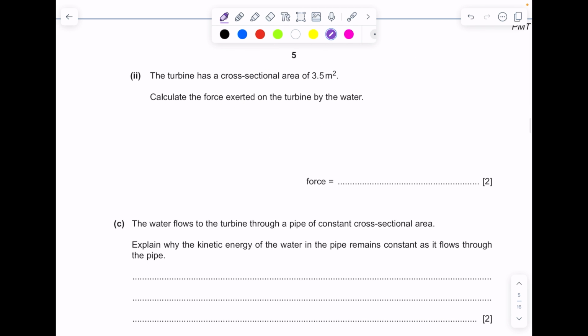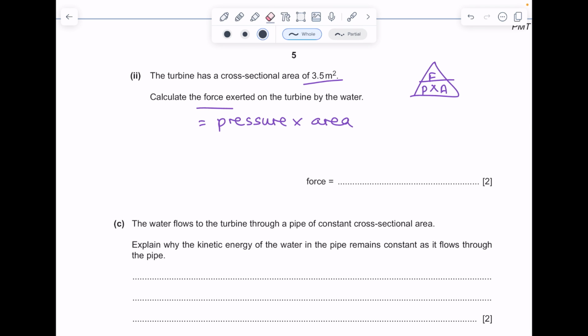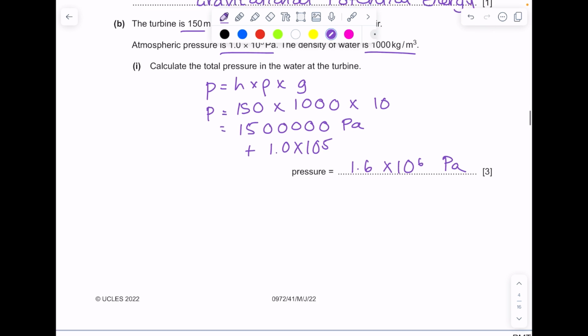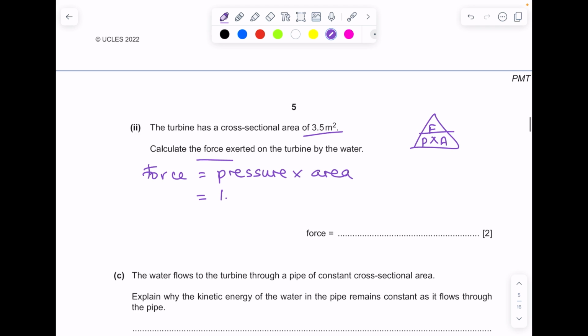The turbine has a cross-sectional area of 3.5 metres squared. Calculate the force exerted on the turbine by the water. So force is pressure times area. We've just calculated the pressure. It's 1.6 times 10 to the 6 times the area. The answer is 5.6 times 10 to the 6 newtons.